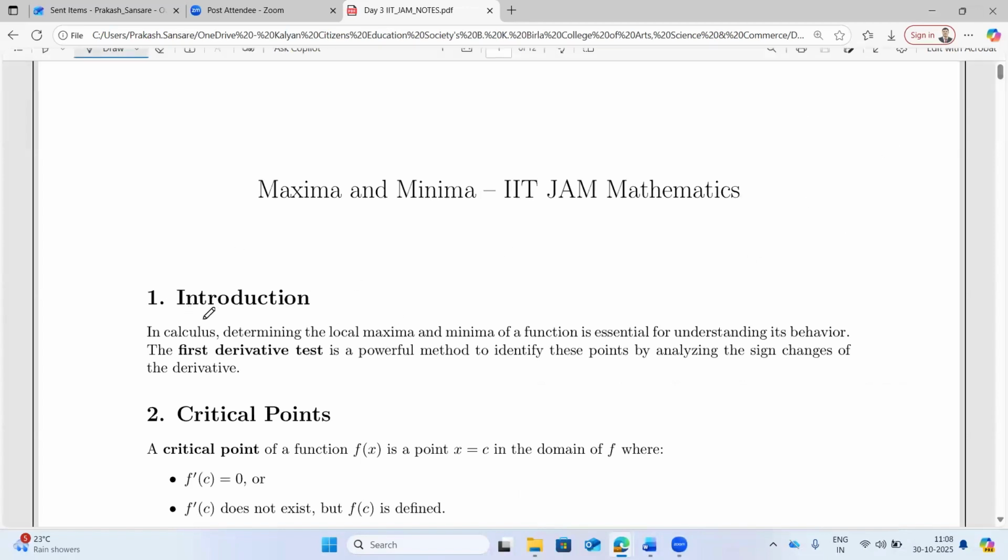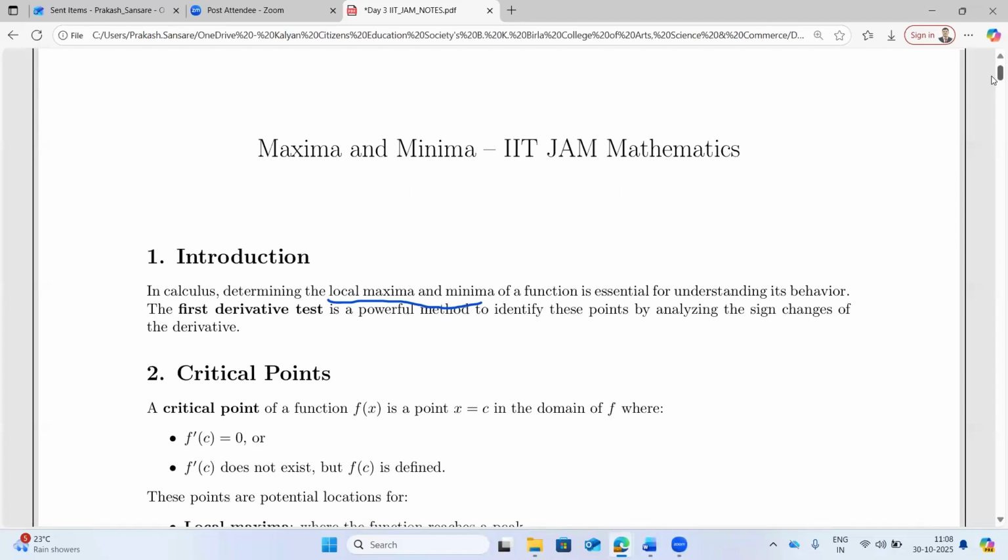Determining the local maxima and local minima of a function is essential for understanding its behavior. The first derivative test is a powerful method to identify these points by analyzing the sign changes of the derivative. Basically, we will be covering problems based on maxima and minima, and there are methods to find the maxima, minima, or in other words, extremum of a function. So we'll be studying three methods.